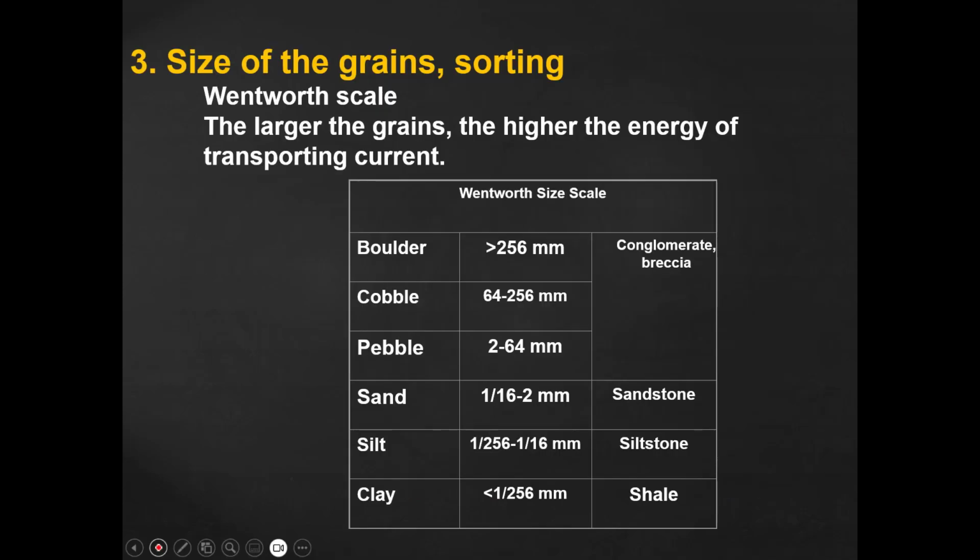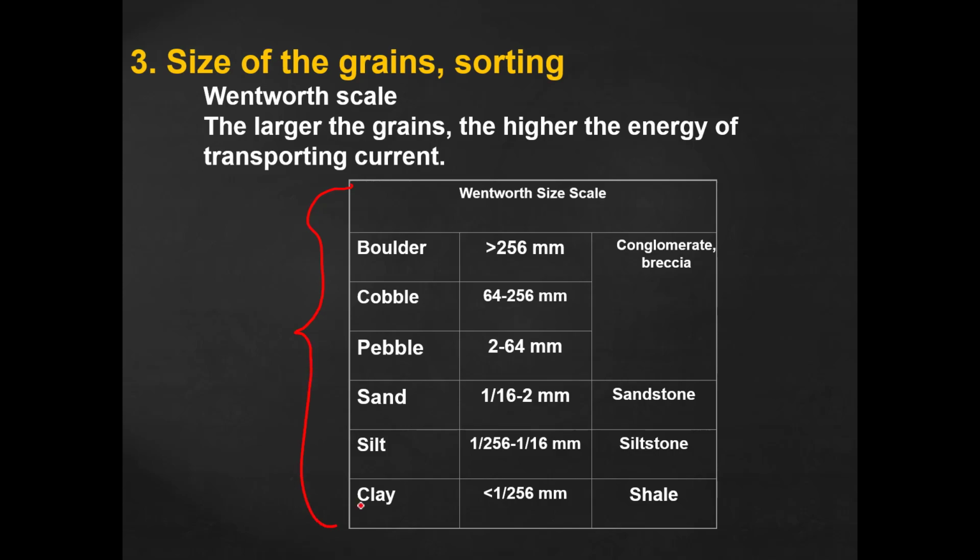Now the third one is the size of the grains, and of course the sorting is important, and we have to talk about it here. This is the Udden-Wentworth scale. Basically when you shake your material, it will stay up on the different size scales. We didn't learn this in physical geology, and I don't really make you memorize this either.